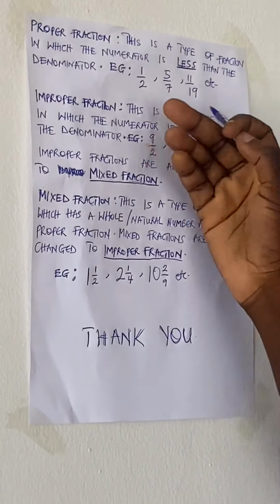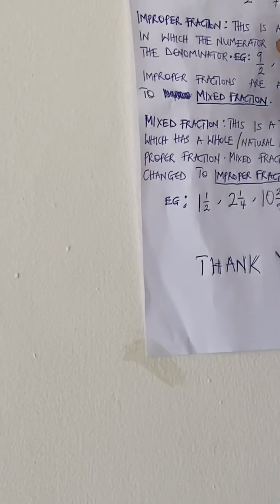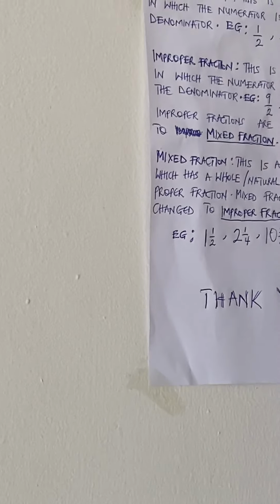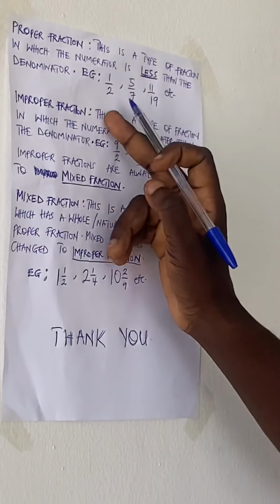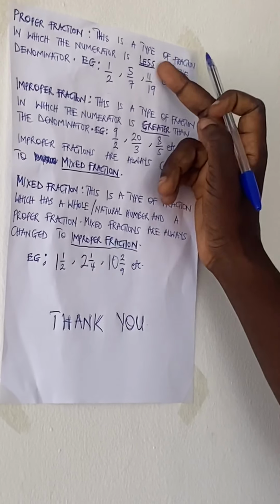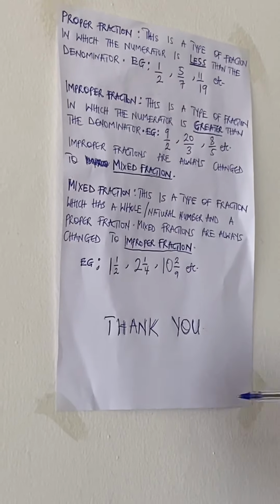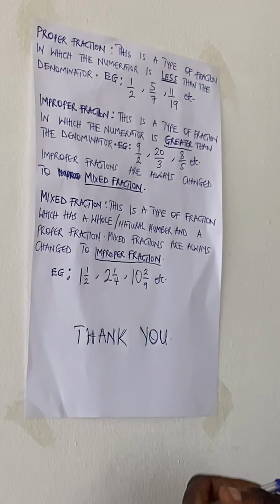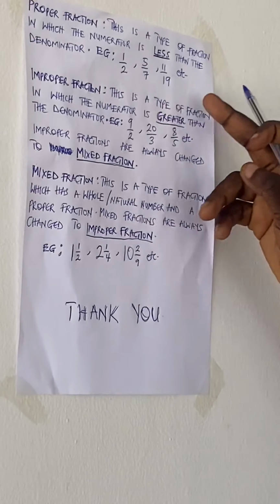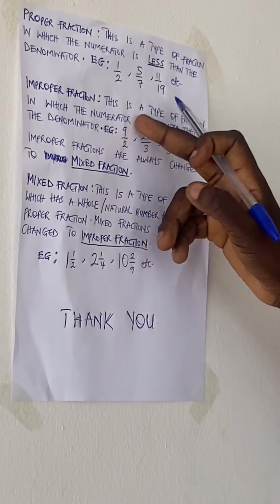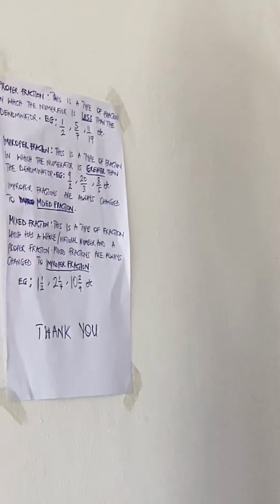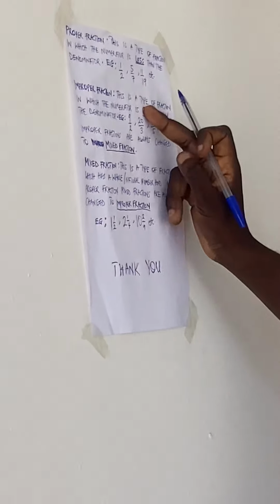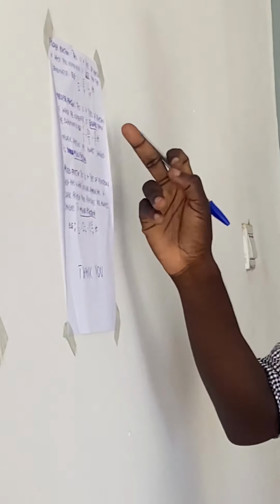One may ask, what is a proper fraction? This is a type of fraction in which the numerator is less than the denominator. Example, 1/2, 5/7, 11/19, because we now know numerators and denominators. Improper fraction. This is a type of fraction in which the numerator is greater than the denominator. Improper. So we have 9/2, 20/3, 8/5, etc.